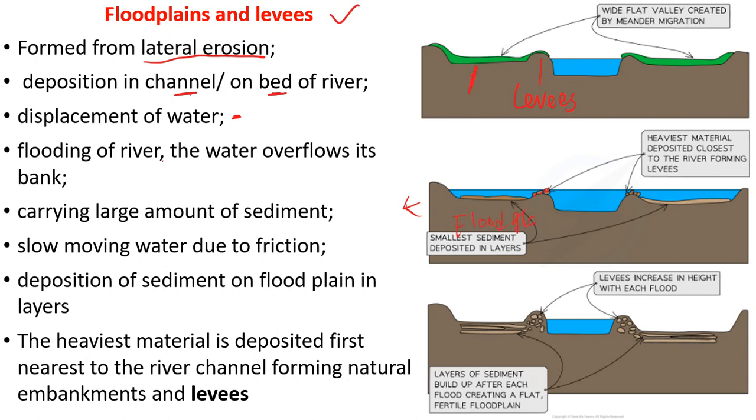So you see the materials here. The water will move slowly due to friction, so it will not have enough energy to move the material back into the course after the flood. So there is deposition of sediment on the floodplain in layers. The heaviest material is deposited first, nearest to the river channel, forming what is known as an embankment or a levee. So you see, this is the levee. Over time, you have layers of these deposited materials forming a low floodplain and a raised riverbank called a levee.